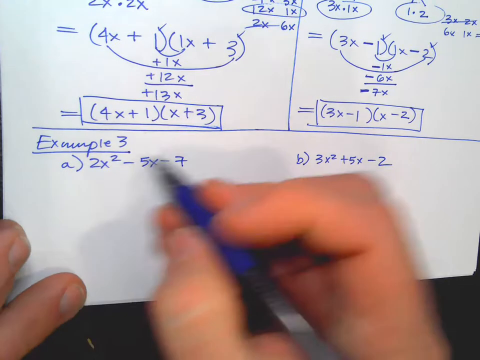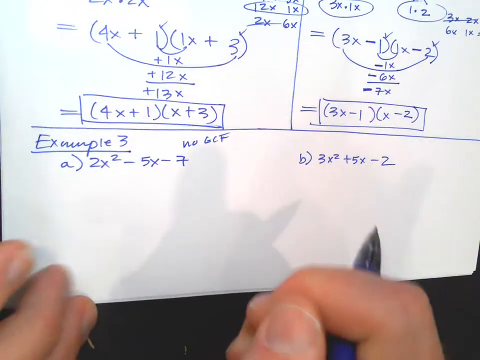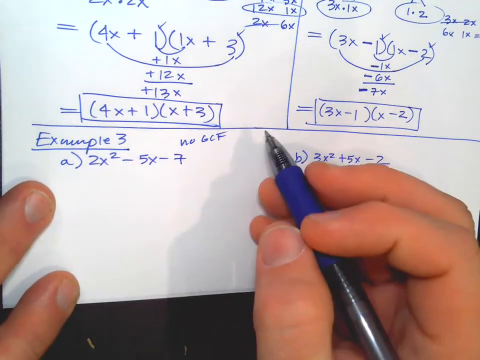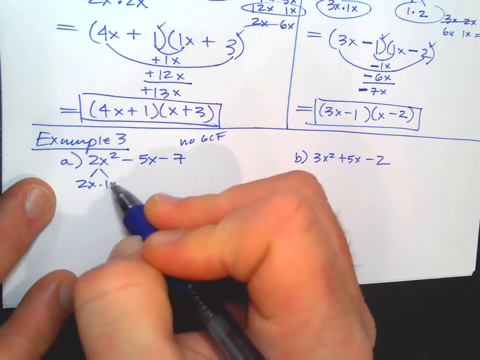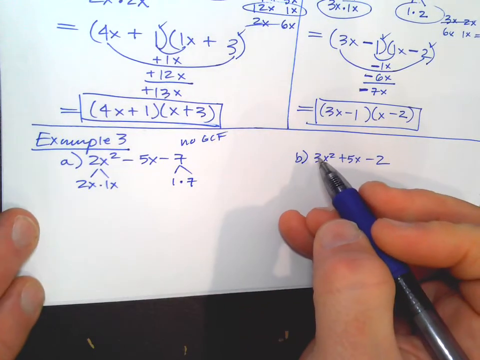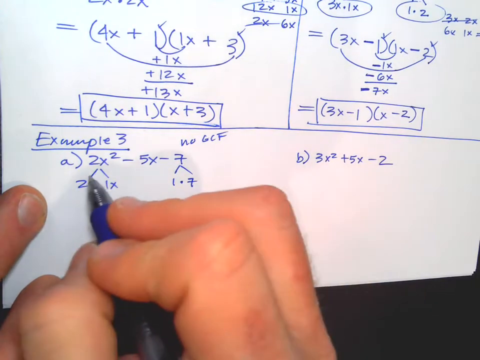Now, first thing we do is check for the GCF. No GCF. Believe me, though, if there was, you want to take it out because it for sure makes things easier. So you don't want to just be, whatever. How many ways to get 2x squared? 2x times 1x, only way. How many ways to get 7? 1 times 7, only way, right? So, okay, it's got to be this and this, hopefully.